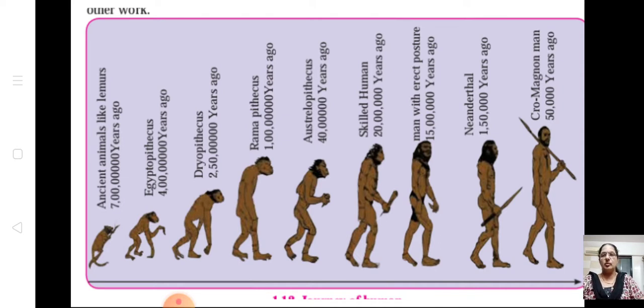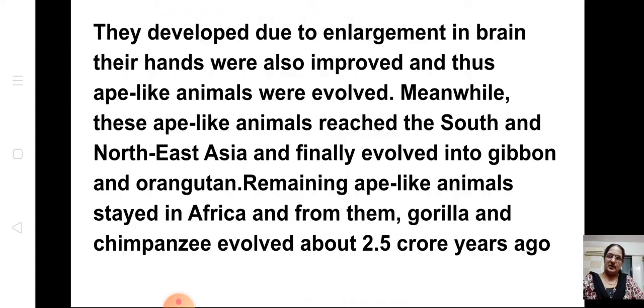You just have to go through. This is human evolution. How many crore years, how we were looking, and now the Cro-Magnon man, that is 50,000 years ago, how we have evolved. This is given here. These are all names you have to learn, only a few names: Ramapithecus and then Neanderthal man. Only those 2-3 names you have to learn. You need not worry about the other names.